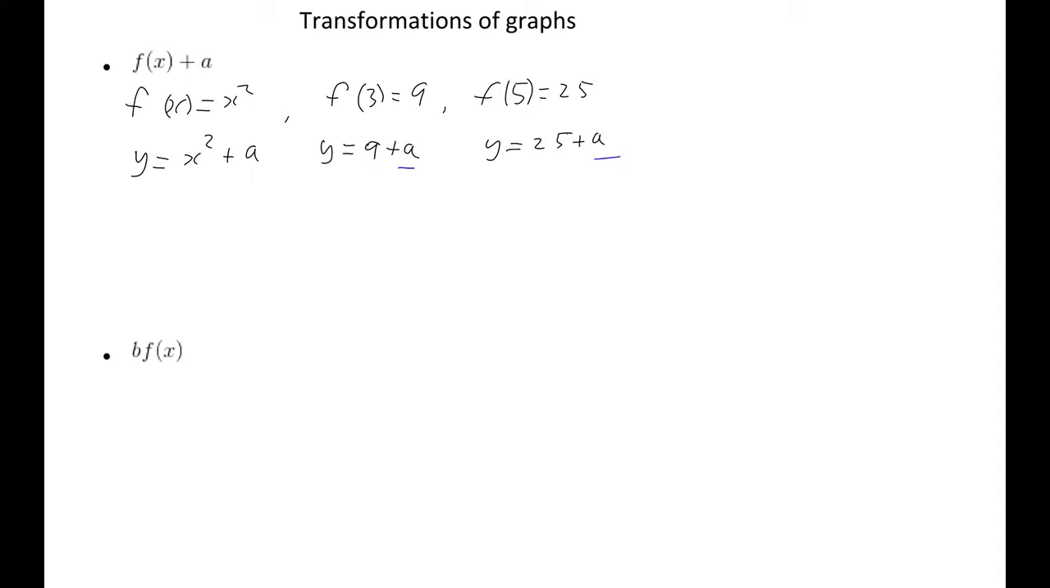Therefore, f of x plus a is a shift, it's like a slide, in the y direction of plus a. Okay, that is our first one done.